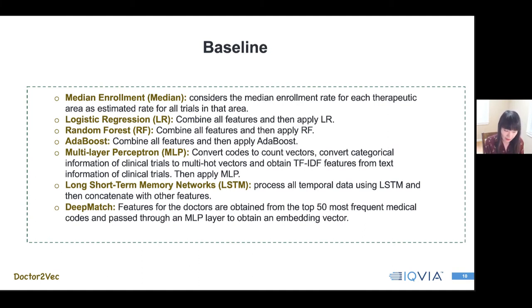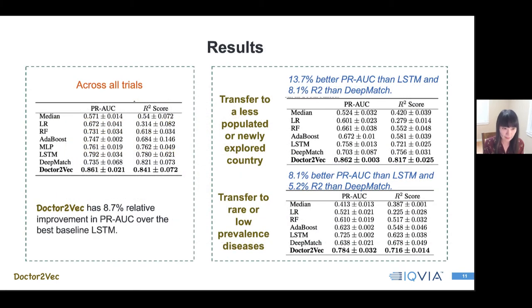We also compare it with a few general deep neural networks, including MLP and LSTM. Also, we compare it with a previous state-of-the-art model for this particular task, called DeepMatch. This is also work published by colleagues from IQVIA. From the experimental results, we can see that Dr2Vec outperforms all baselines. Among the baselines, all models that capture temporal patterns outperform the ones that do not.